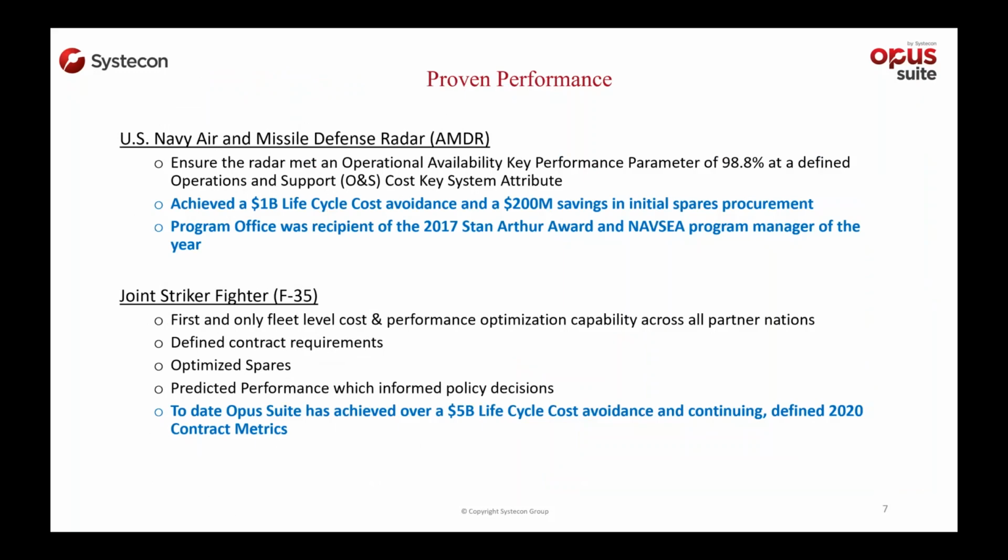Some of the performance aspects of this, as we think about optimizing performance and cost, or understanding the level of cost that will allow us to achieve certain levels of performance. Within AMDR, we helped them understand what was necessary and optimal to achieve their key performance parameter of a 98% operational availability. That allowed them to understand the package that Raytheon was proposing for spares and manpower levels and contractor logistics support, and trim that by a little over 200 million. Then there's some long-term cost avoidance there as well on top of that.